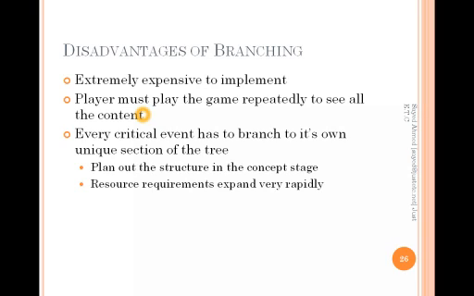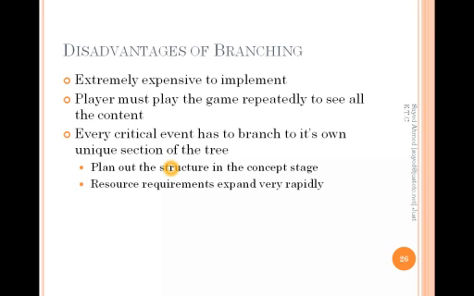Another thing, in case of branching, every critical event has to branch to its own unique section of the tree. We have to plan the plot well so that the story doesn't become irrelevant. Let's say at a particular plot one of the characters dies; from that point whatever plot comes next should always show that character to be dead. But if the branching is arbitrary and you don't plan it well, a plot may come where the character is seen alive even though they died in an earlier plot. So you have to keep track.